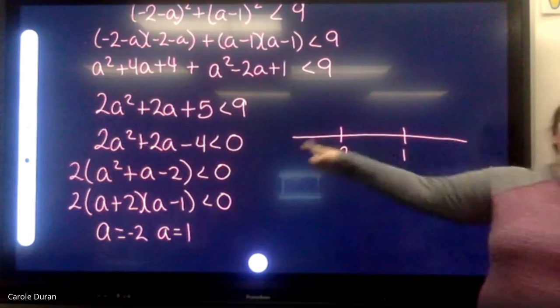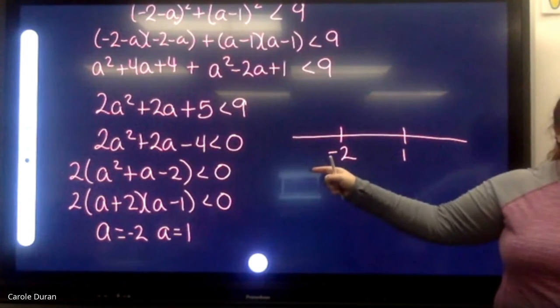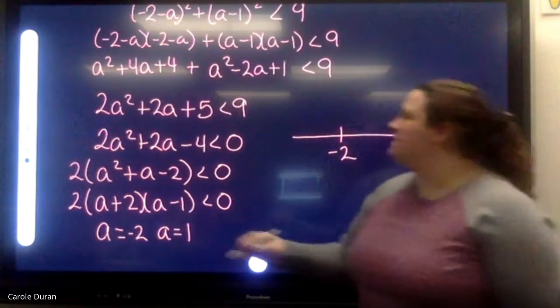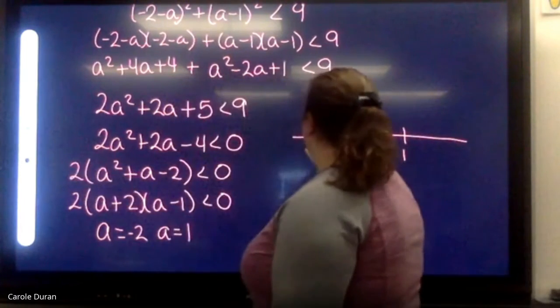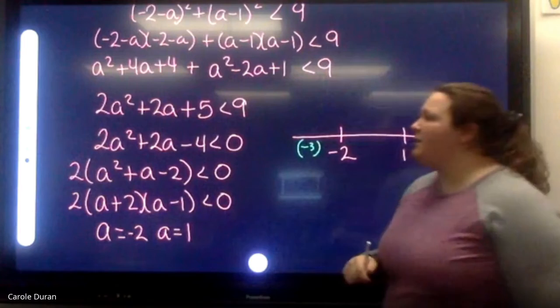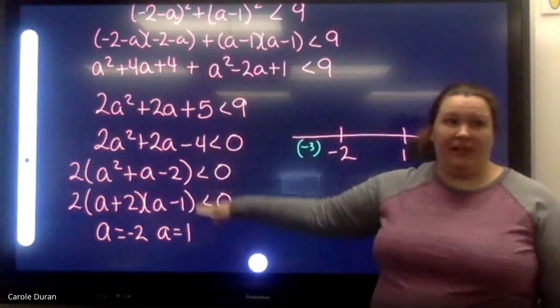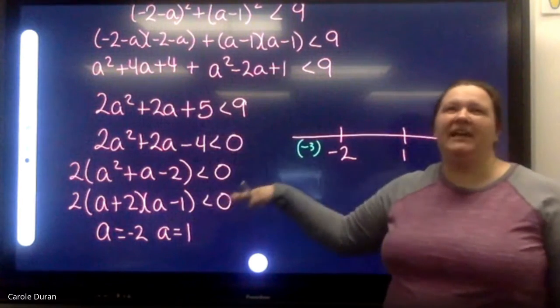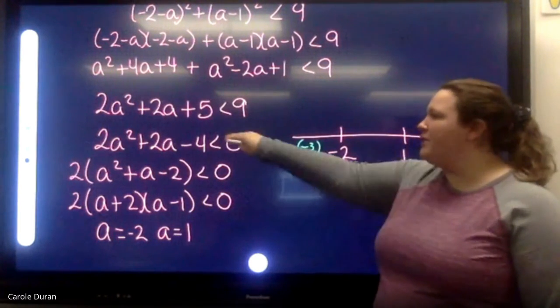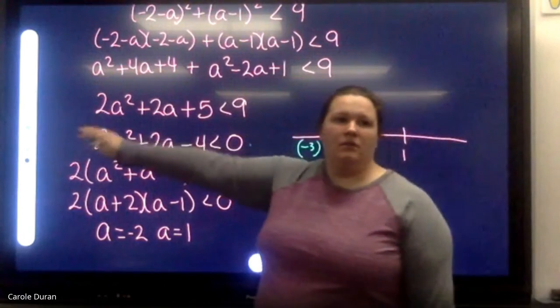So what's a number to the left of negative 2 on the number line? Negative 3. Negative 3, so let's plug that in. It does not matter if we plug it in here, or if we plug it in here, or if we plug it in down here. It does not matter where we plug it in at. So let's just say, for good measure, we'll plug it into this one.